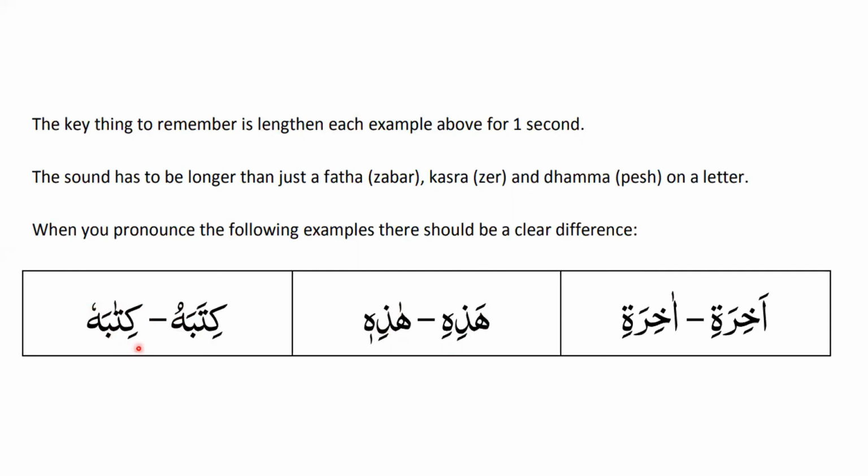So the important thing is to practice this and to perfect the lengthening for 1 second. We have the standing fatha, the standing kasra, and the upside down dhamma. So when we see these signs in the Quran, we understand how to read them, how to lengthen them.